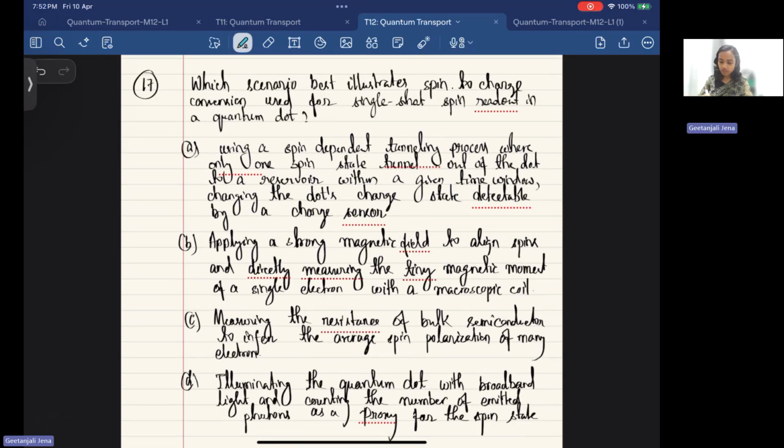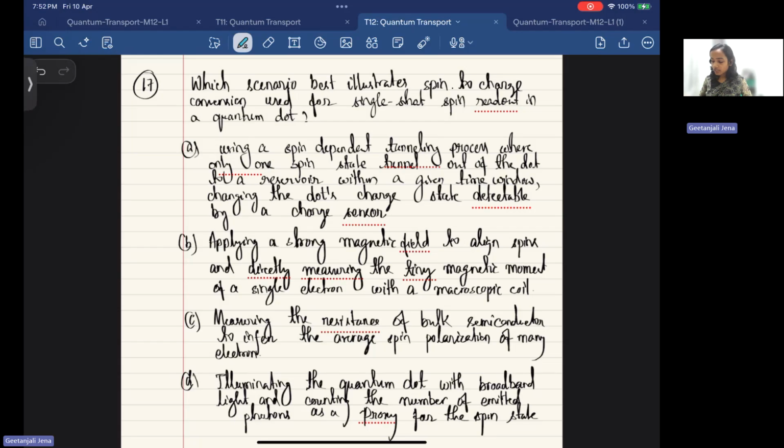Question number 17. Which scenario best illustrates spin to charge conversion used for single shot spin readout in a quantum dot? Option A, using a spin dependent tunneling process where only one spin state tunnels out of the dot to a reservoir within a given time window, which changes the dot's charge and can be detectable by a charge sensor. Option B, applying a short magnetic field to align the spin and directly measure the tiny magnetic moment of a single electron spin with a macroscopic coil.